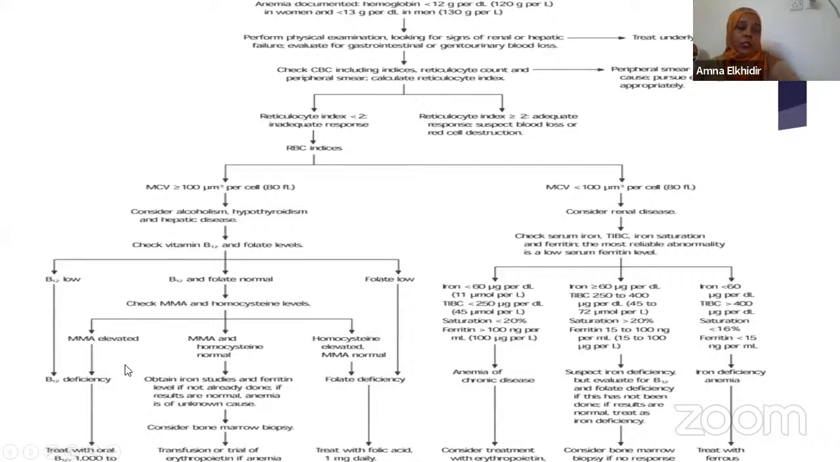Usually in B12 deficiency, we have high MMA, and in folate deficiency, we have high homocysteine. If both are normal, we do iron studies and ferritin levels. If the results are normal, it is anemia of unknown cause, and we go for bone marrow biopsy, and we can do transfusion or a trial of erythropoietin if the anemia has no response.